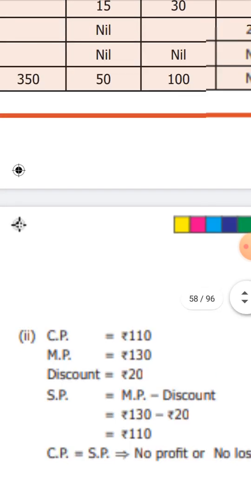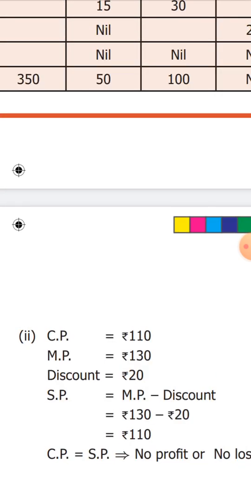After that, I have to find out profit or loss, whether SP is larger or smaller than CP. Check it. CP is 110, SP is also 110, so they are equal, which means there is no profit and no loss. So SP larger than CP means profit, SP smaller than CP means loss, but if SP and CP are equal, there is no profit and no loss.